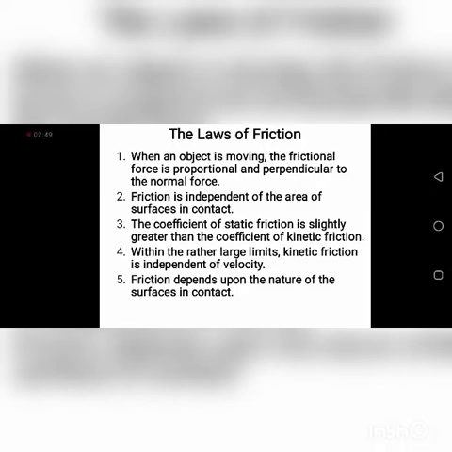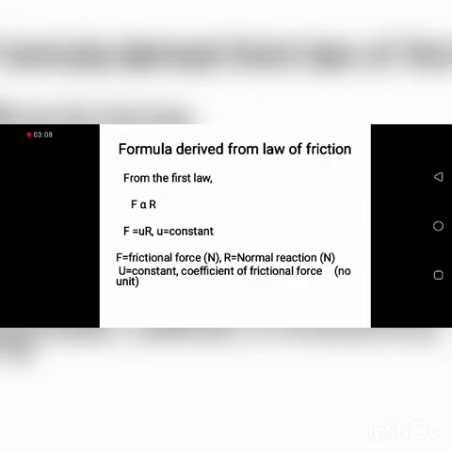Friction depends upon the nature of the surfaces in contact. So the nature of the surface will determine whether the friction will be high or low. If the surface is rough, friction will be high. If the surface is smooth, friction will be low. Now let's look at the formula that was derived from the law of friction.